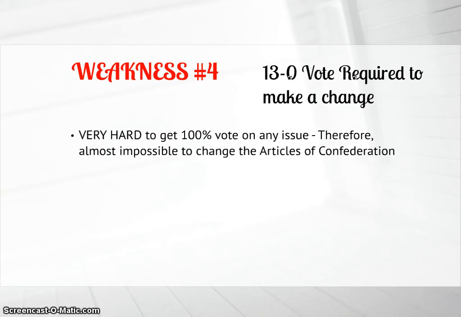Weakness number 4. In order to change the Articles of Confederation, there had to be a 13-0. All 13 states had to vote to make the change. So if even one state disagreed with a change, it was not allowed to go through. It's very hard to get 100% of people to vote on any issue the exact same way. Therefore, it's almost impossible to change the Articles of Confederation. That's why, as we go through this week, we'll see they eventually get rid of the Articles of Confederation and establish the Constitution of the United States.